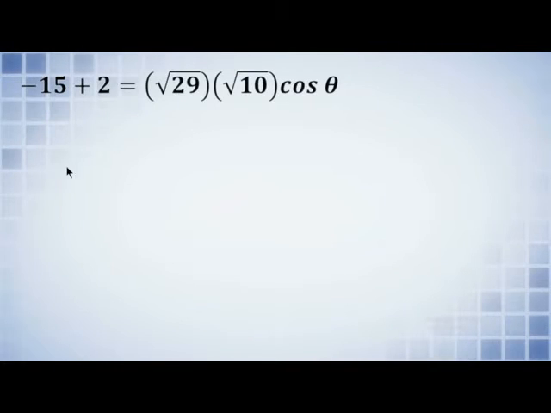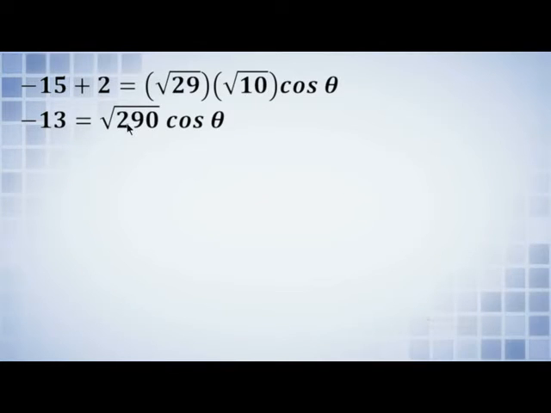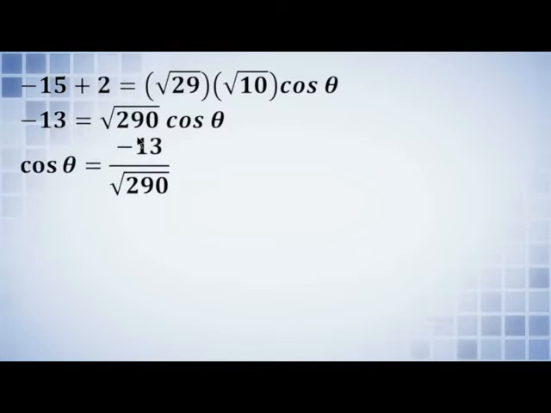So, negative 15 plus 2 equals negative 13, equal to square root of 29 times square root of 10, which is square root of 290, cosine theta. So, cosine theta equals negative 13 over square root of 290. By calculator, you find the inverse cosine of this number, then you'll find that theta is actually equal to 139.8 degrees.